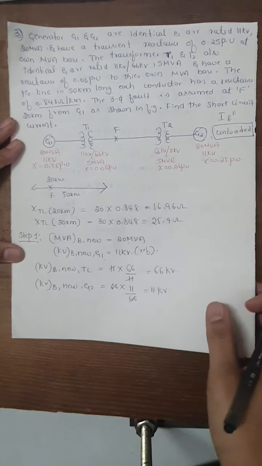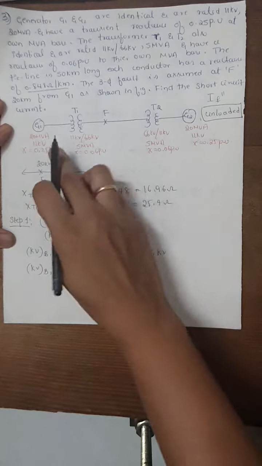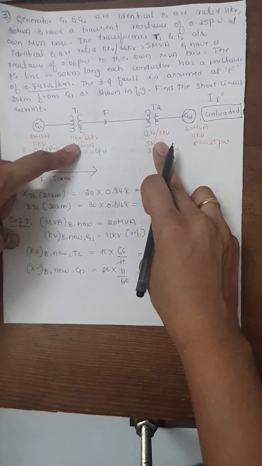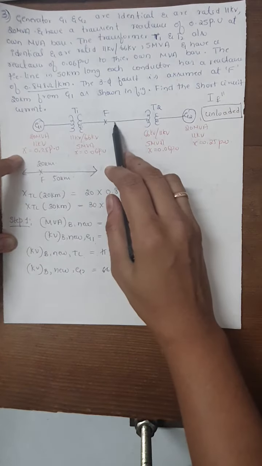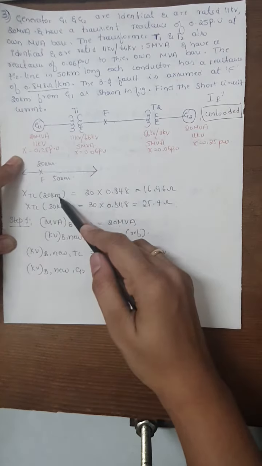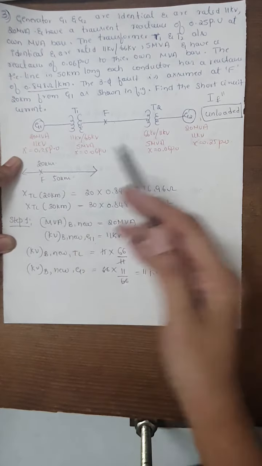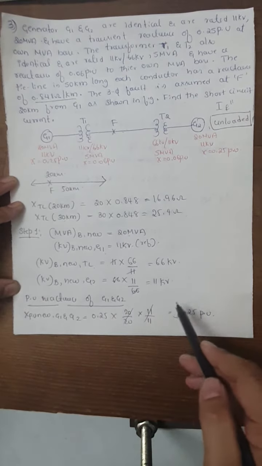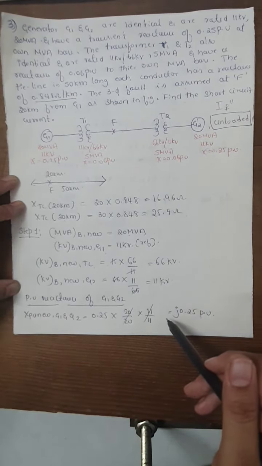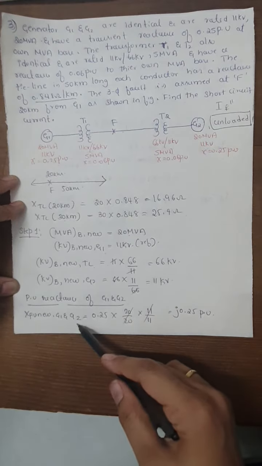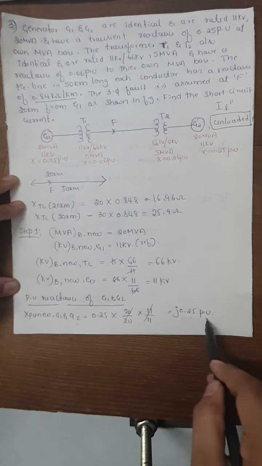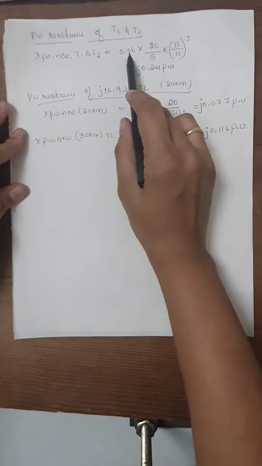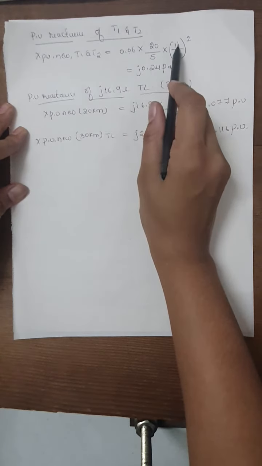After this you proceed with the reactance calculation for generators 1 and 2, because both have the same rating. Similarly the two transformers have the same rating, and you need to calculate the per unit reactance for the two transmission line sections, 20 km and 30 km distance. Now observe, using the same formula, MVA base new by old and kilovolt base old squared by new, I have calculated the generator 1 and 2 value as j0.25. The same formula is applied for the T1 and T2 transformers: 0.06 times 20 by 5 times 11 by 11.